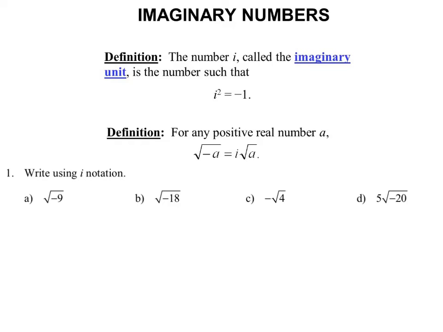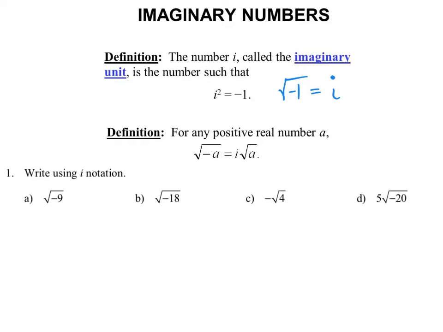So we are defining this square root of negative 1 is equal to i. That's called the imaginary unit. Since you can't take the square root of a negative number, we use i to represent that in algebra so that we can still work with these types of problems.